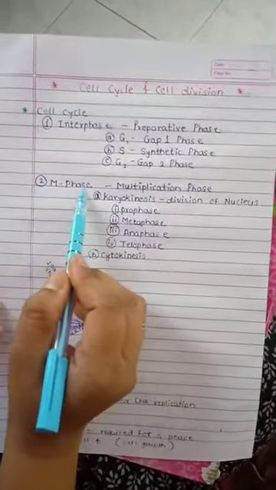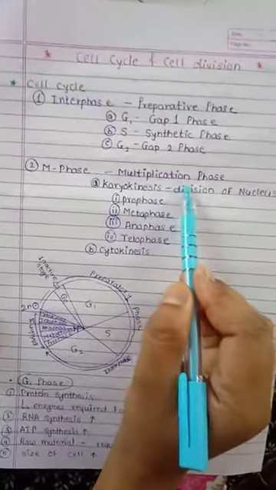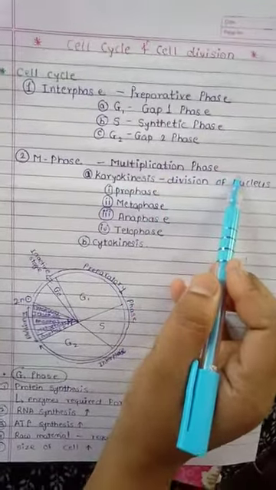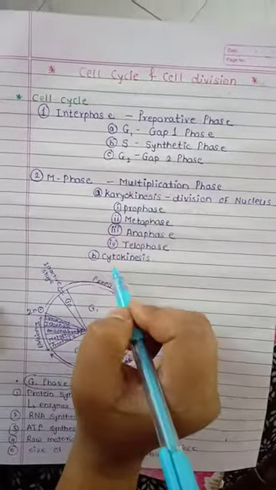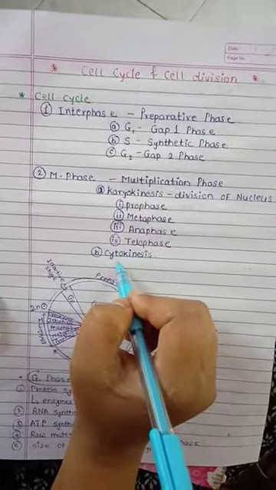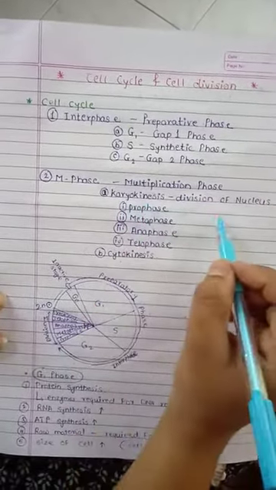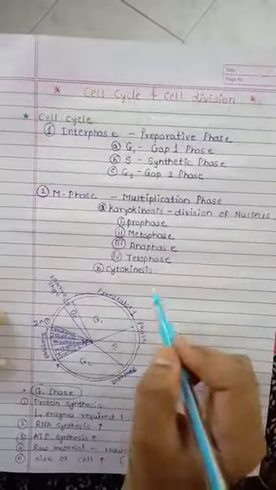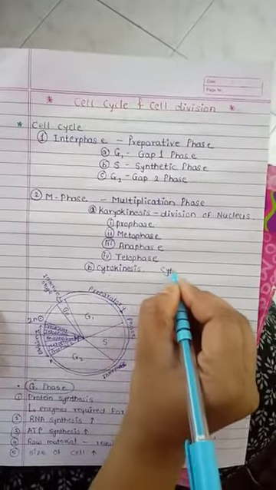After that comes M phase. M phase is also known as the multiplication phase. Here karyokinesis and cytokinesis are the two main stages. Karyokinesis means division of the nucleus, and cytokinesis means division of the cytoplasm.